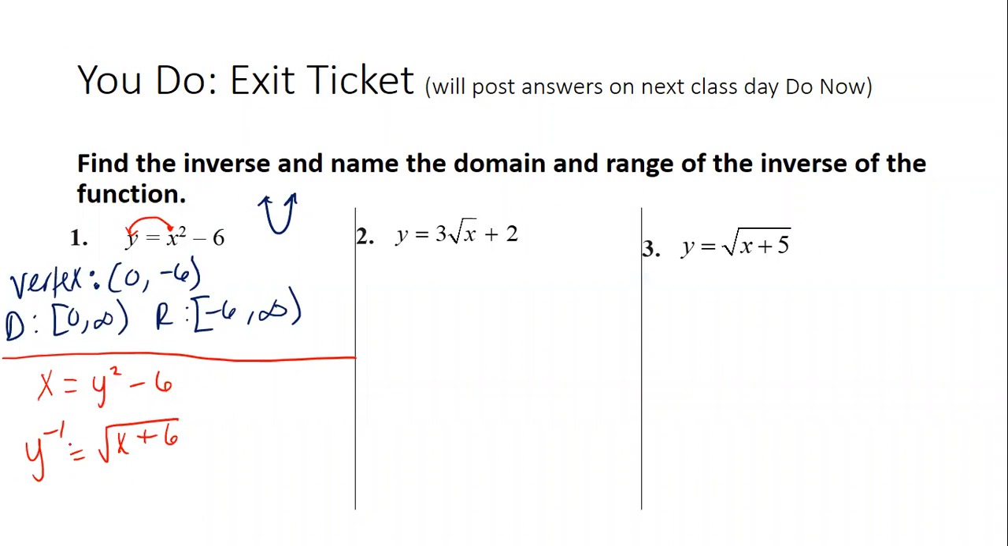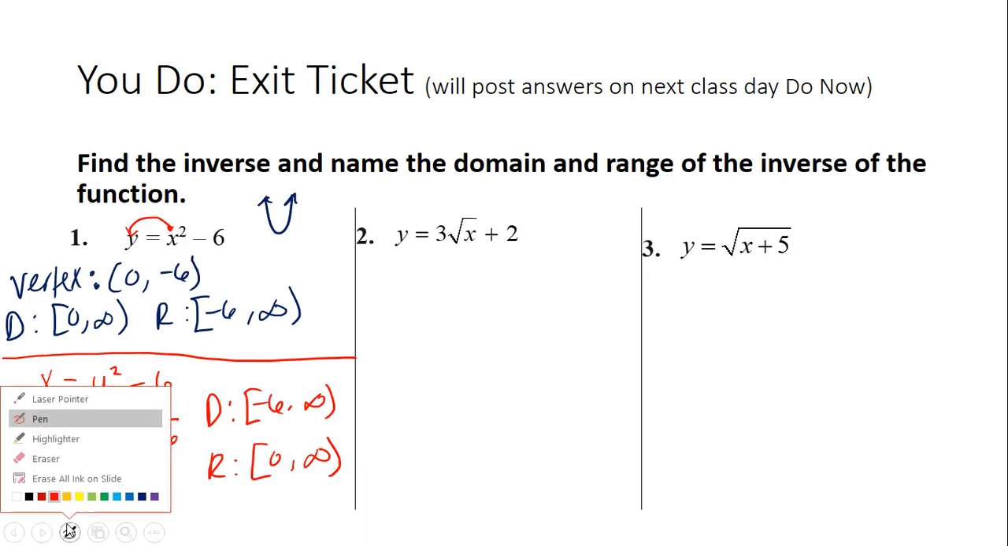Okay, and so that this is a function, we're going to have restrictions, and our domain and our range is based off of our original. So the domain here comes from the range of the original, which is -6 to infinity. And our range here comes from the original, which was a restricted domain of 0 to infinity. Okay, now pause, and you're going to try to do number 2.